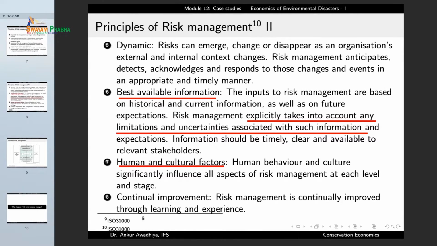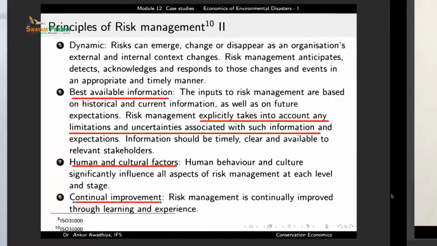And risk management is based on continual improvement through learning and experience, which means that if there is, say, a new study about how a risk should be managed, and if it is applicable, then probably it should be implemented in the current scenario. So it has to be continuously improved. It's not that once you have made a risk management document and implemented it, there are going to be no further changes. There has to be a continuous process of improvement in the risk management strategies in any organization.